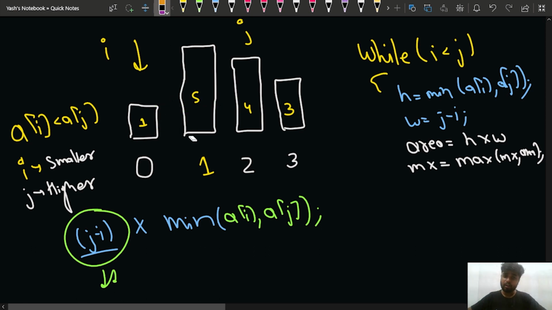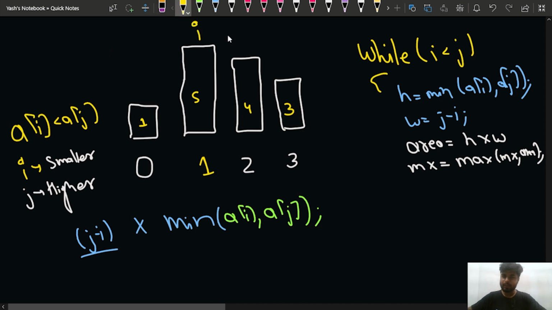You can understand that we are not getting the maximum answer. But suppose, instead of moving my j, I moved my i. You can observe that if I remain at the smaller value, then I'll be at a loss. But what I do instead is, if a of i is lesser than a of j, then I do an i plus plus.